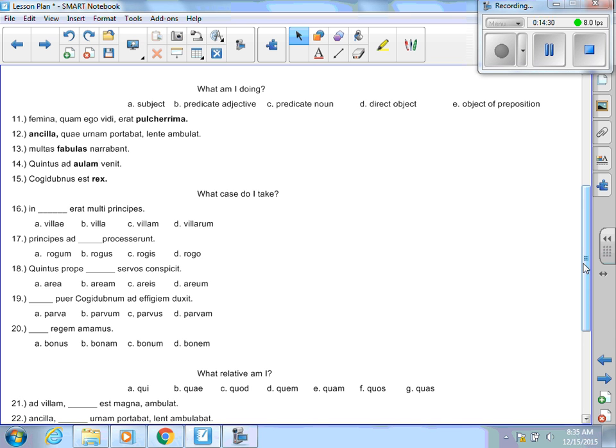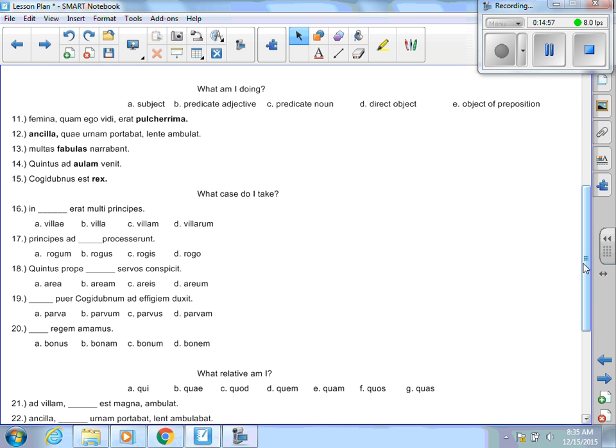Number 13, multas fabulas narrabant. They were telling many stories. In this case, the direct object, fabulas, it's accusative, it's plural. It is what they were telling. 14, Quintus ad aulam venit. It is accusative here, but remember the accusative can either be the direct object or the object of a preposition. I have a preposition right before it, so I'm going to go with preposition.